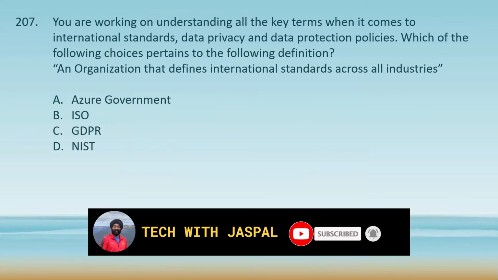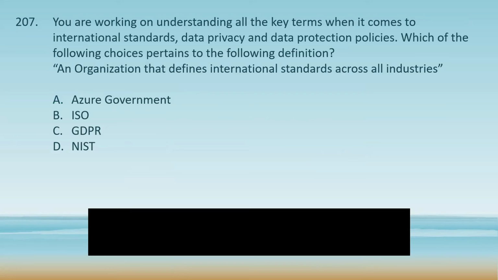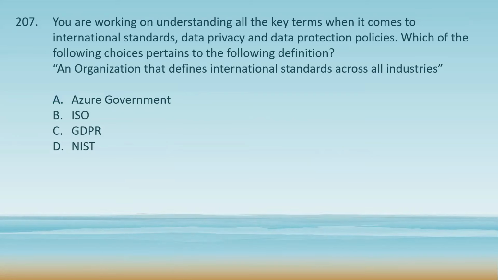Question number 207 of the series. You are working on understanding all the key terms when it comes to international standards, data privacy, and data protection policies. Which of the following choices pertains to the following definition? An organization that defines international standards across all industries. Now your options are Azure Government, ISO, GDPR, and NIST.